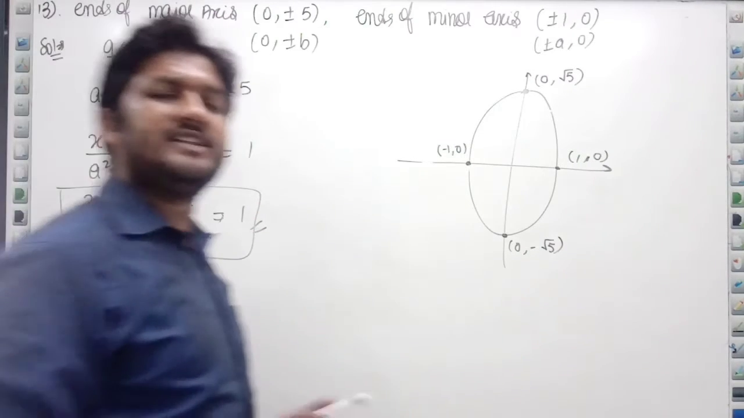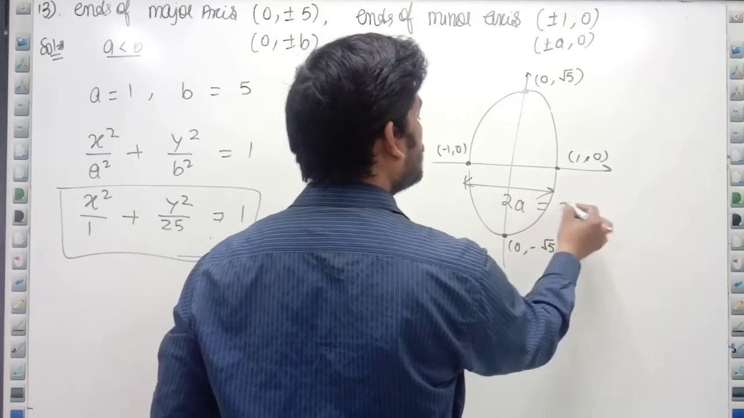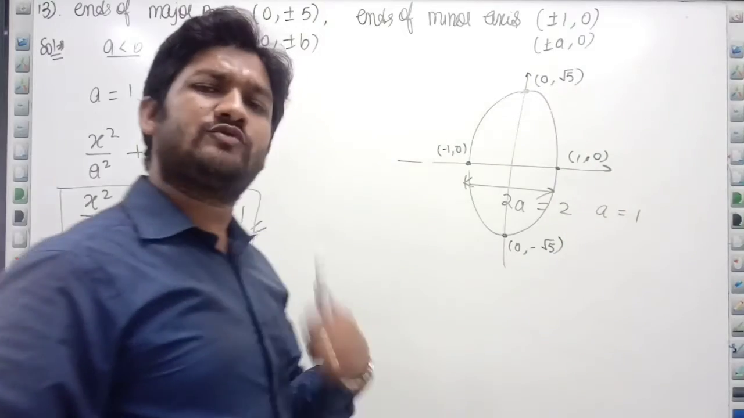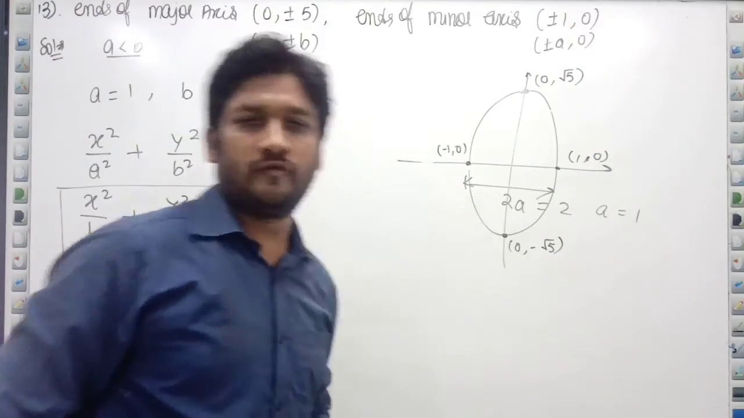Or you can find the value of a. 2a is 2, 1 and 1 2, a is 1, 2b is 2 root 5, so a is 1 and b is root 5. Likewise you can also find.